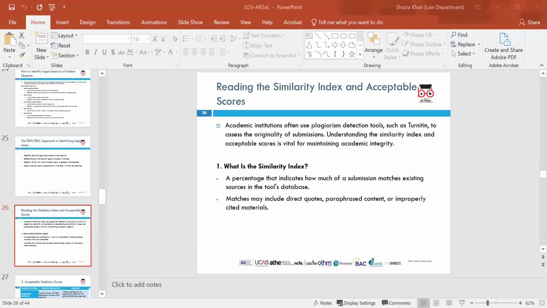So a high similarity score means that very little of your paper is your own work. Zero similarity means that you aren't including any source-based evidence. A requirement for many assignments is that some similarity is usually expected, but not as much. Matches include direct quotes, paraphrased content and properly cited materials.